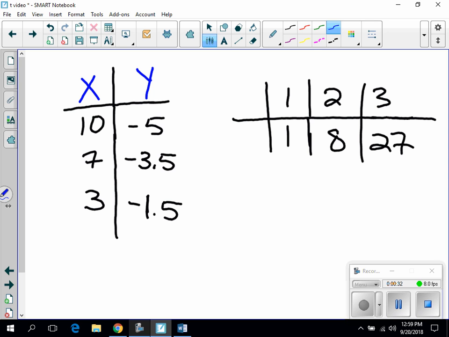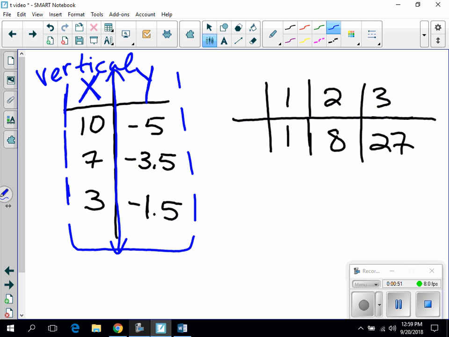So when you take a look at this type of table, we call this a vertical table. You see the line here is a vertical line. Basically, vertical lines go up and down. And so you'll notice that X is on the left and Y is on the right. That's how it's going to be with every single vertical table that you're going to meet this year.